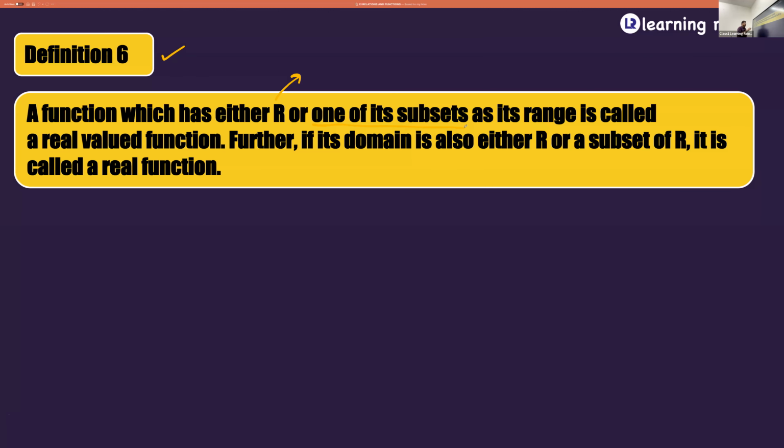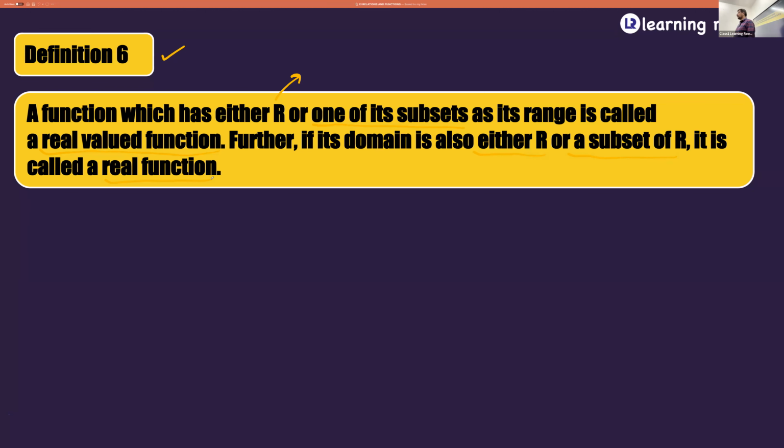So a function which has either R, the real number set, or one of its subsets as its range, those types of functions are called real valued functions. Further, if its domain is also either R or a subset of R, it is called a real function. Understand the difference.